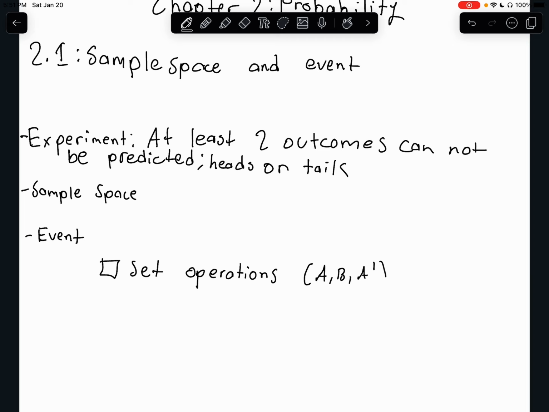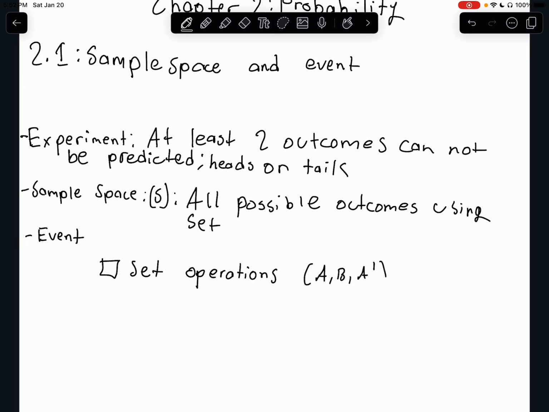All right, so our next definition is sample space. We can denote this by S. This is associated with listing all possible outcomes using set notation. So for example, going with the heads or tails example, S, the sample space, is either heads or tails.